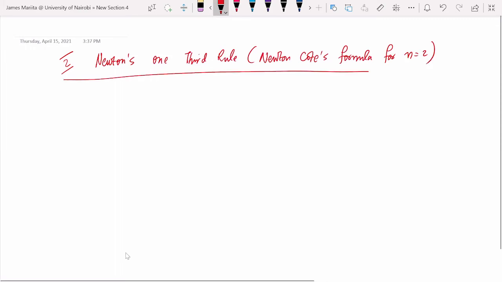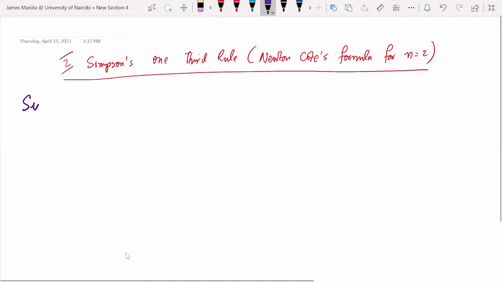So we are talking about Newton-Cotes formula for n equals 2. And this is sometimes referred to as Simpson's, not Newton's, by the way, Simpson's. We start with 1/3 first, then 3/8. Simpson's 1/3 rule for n equals 2.